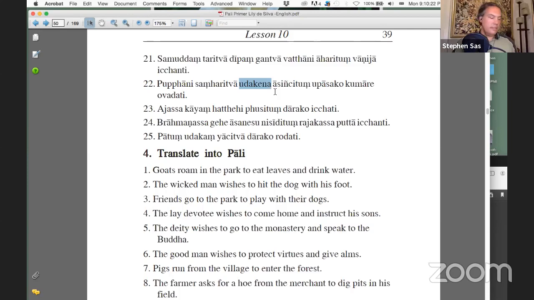Okay, thank you. And then we'll take just one more. We can have Skylar do 24, please. Brahmanasa gehe asanesu nisiditum rajakasa puta ichanti. So the sons of the washerman, Rajaka, want to sit in the seats in the Brahman's house.